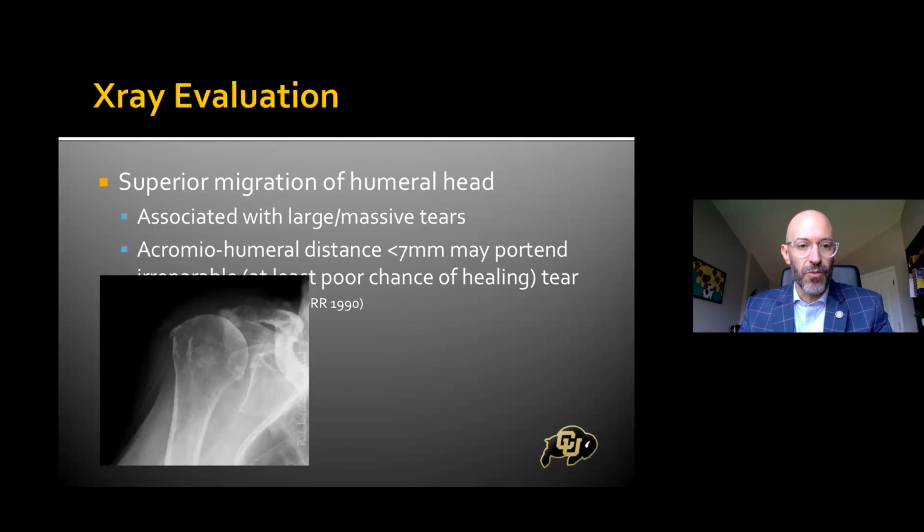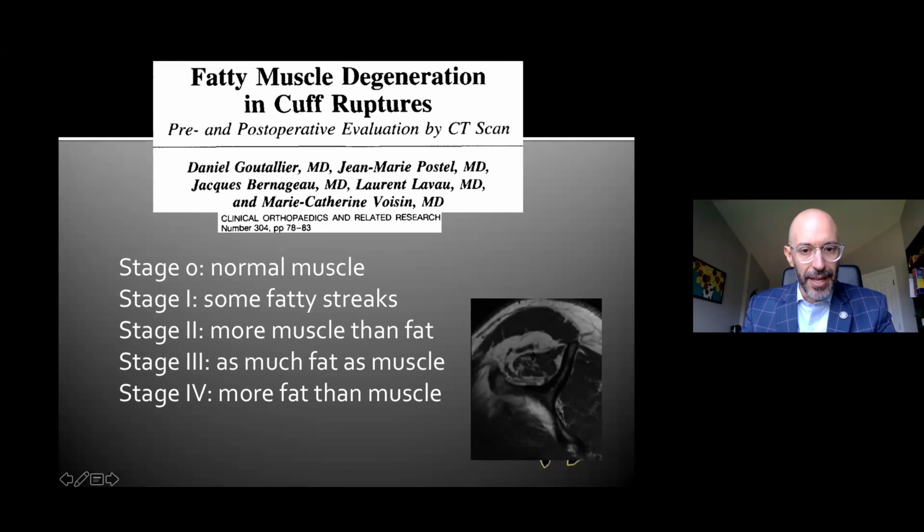Superior migration is really critical, and this is associated with large and massive tears, and an acromial-humeral distance of less than 7 millimeters may indeed portend a completely irreparable tear and poor healing.